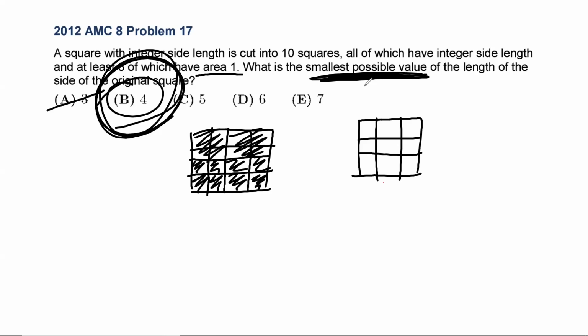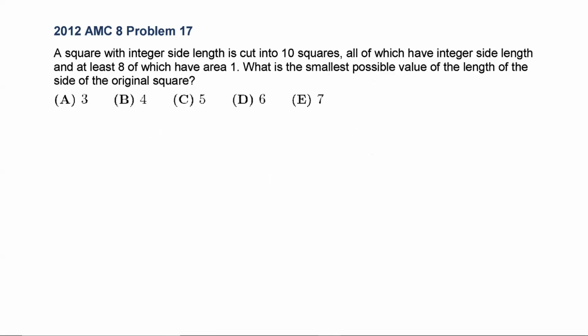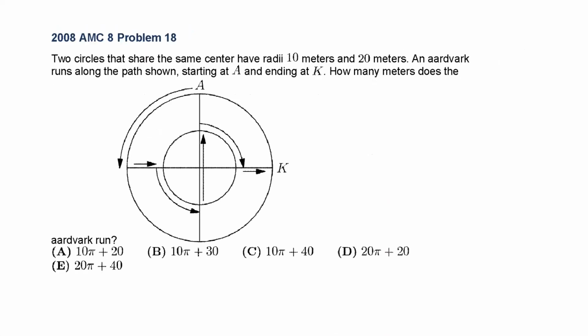Okay, so let's move on to the next problem. Two circles that share the same center have radii 10 meters and 20 meters. An aardvark runs along the path shown, starting at A and ending at K. How many meters does the aardvark run?